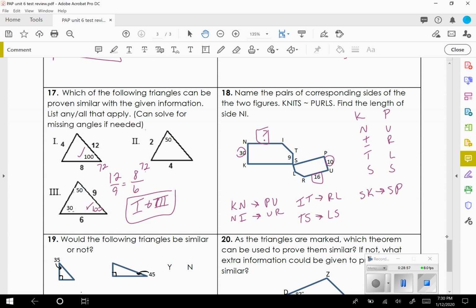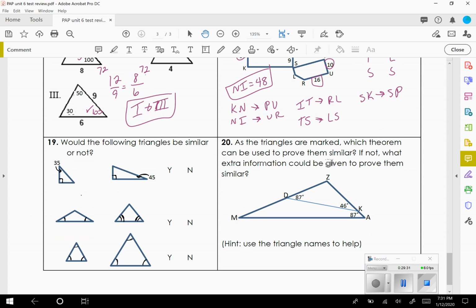Now we'll just set up a simple proportion to find our missing side. So question mark over 16 is equal to 30 over 10. So do your cross products. So 10 times question mark. So 16 times 30. That's 480, divided by 10. So you get that this side here, NI, is 48. All right, there we go.